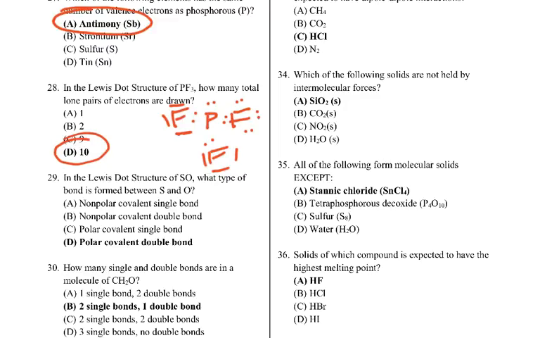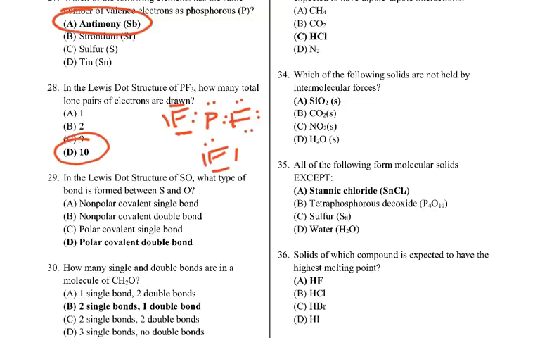In the Lewis dot structure for SO, what type of bond is formed between S and O? Okay, Lewis dot structure. We don't even need Lewis dot structure. Okay, just in the compound of SO. Well, S is one of our weak nonmetals and O is one of our strong nonmetals, so it's going to be a covalent bond, and it is going to be a, how do we say it? Okay, it's going to be a double bond, and it's going to be polar. Okay, so we know it's a polar covalent bond.